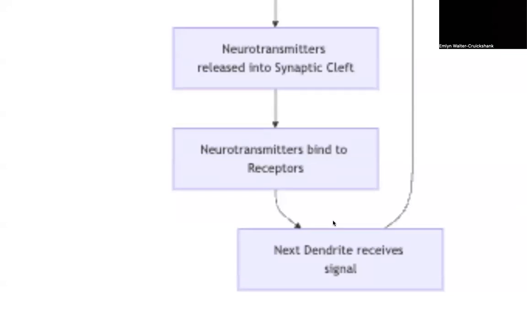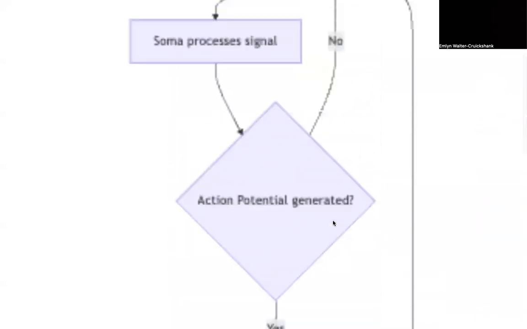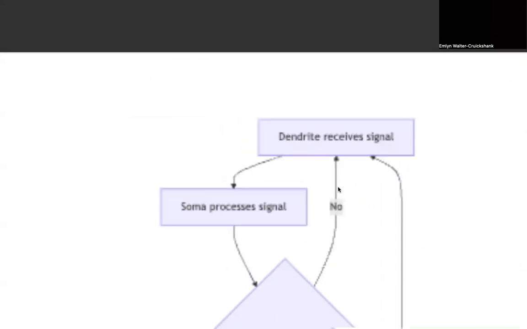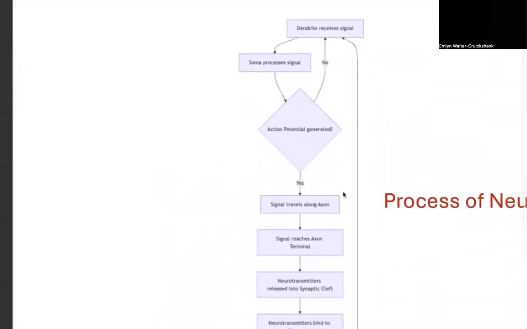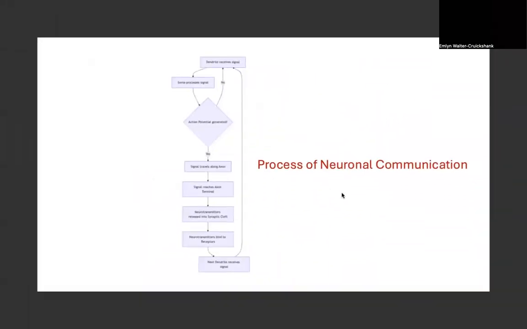This process then repeats, with the next neuron potentially generating its own action potential, releasing its own neurotransmitters, and so on. This chain of communication allows complex messages to be transmitted through the nervous system. The entire process happens incredibly quickly, allowing for rapid communication through the nervous system, which is essential for our bodies to function and respond to our environment.